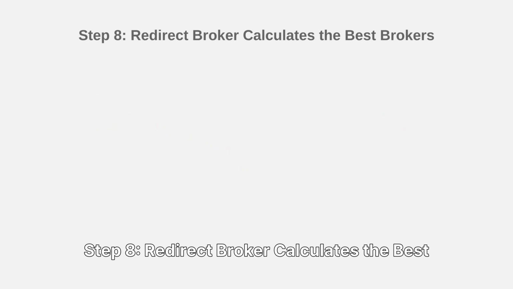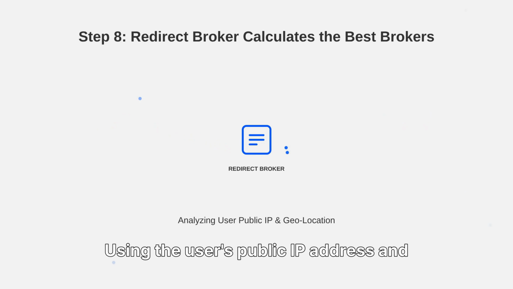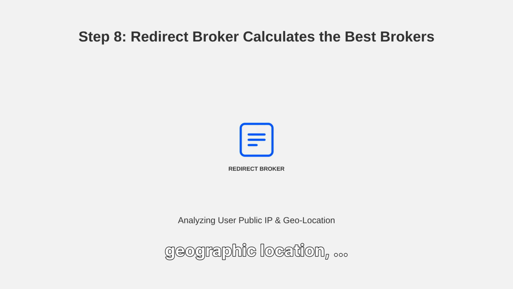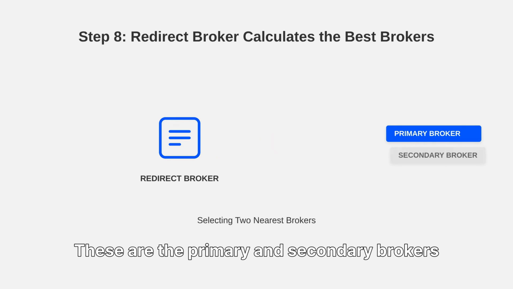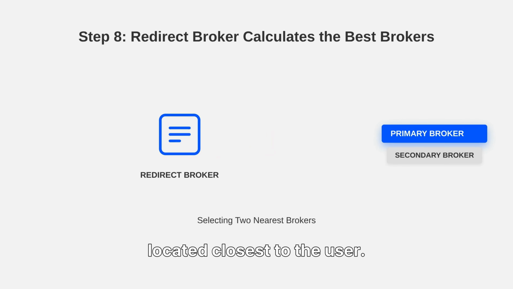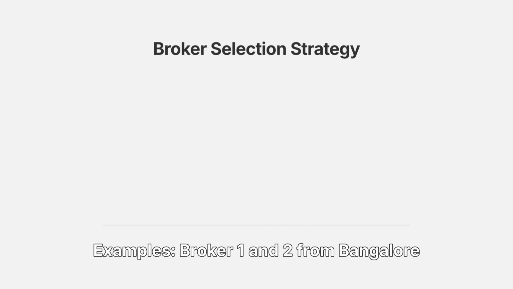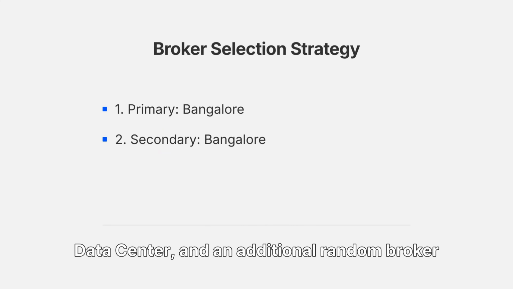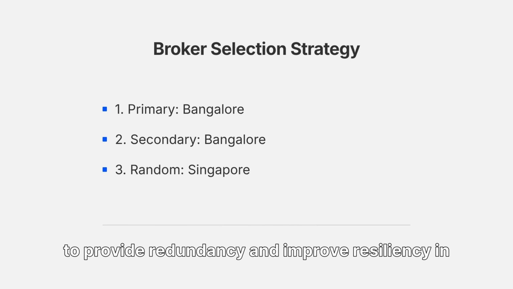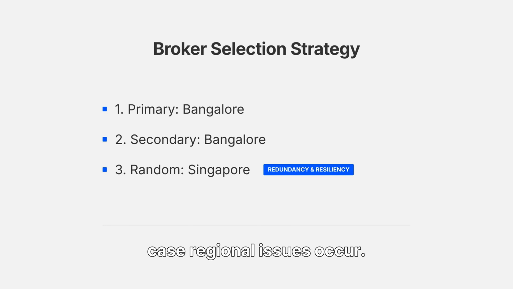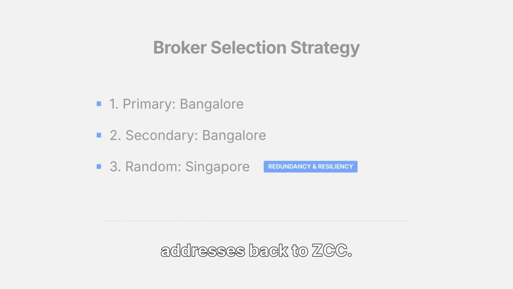Step 8. Redirect broker calculates the best brokers, using the user's public IP address and geographic location. The redirect broker selects two nearest brokers. These are the primary and secondary brokers located closest to the user. For example: Broker 1 and 2 from the Bangalore Data Center and an additional random broker selected from another data center, like Singapore, to provide redundancy and improve resiliency in case regional issues occur. The redirect broker sends all three broker addresses back to ZCC.